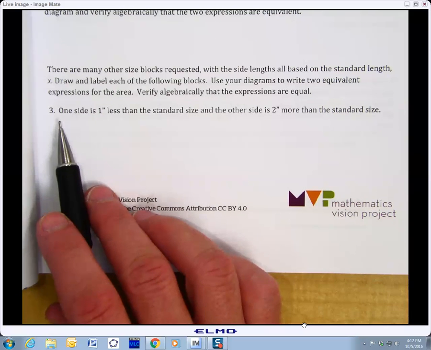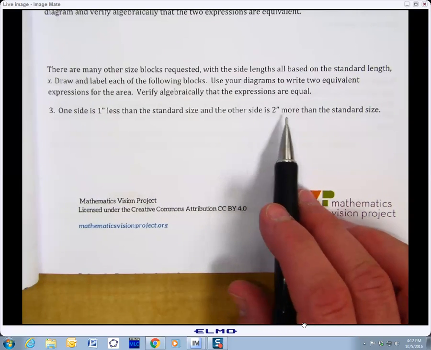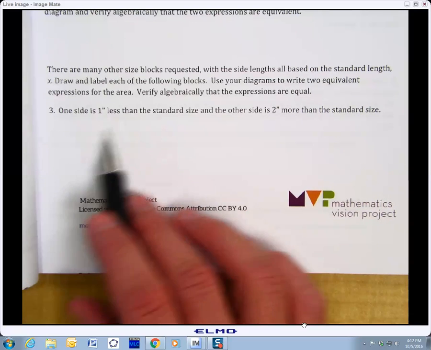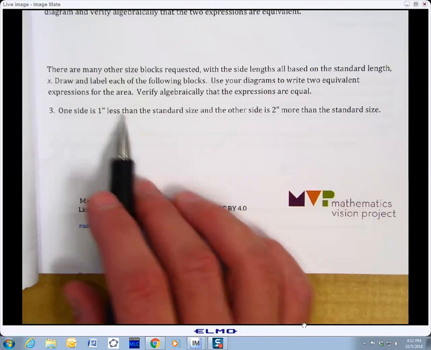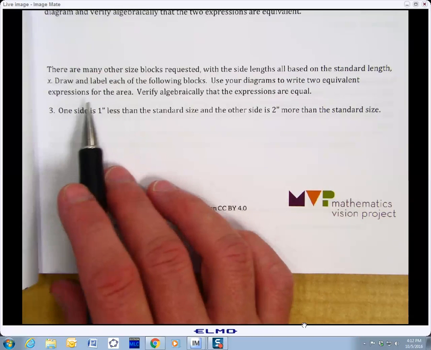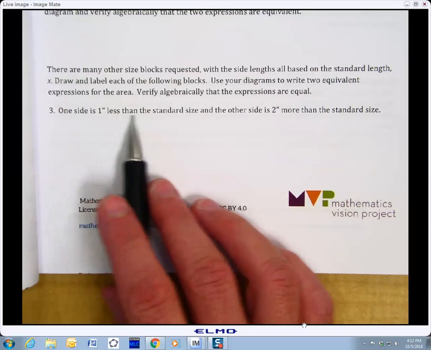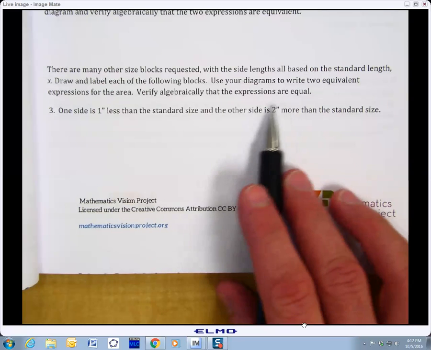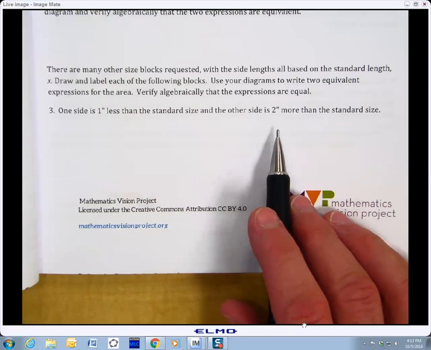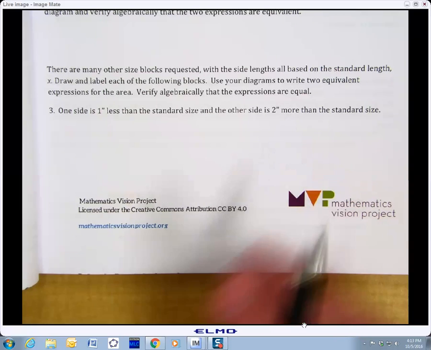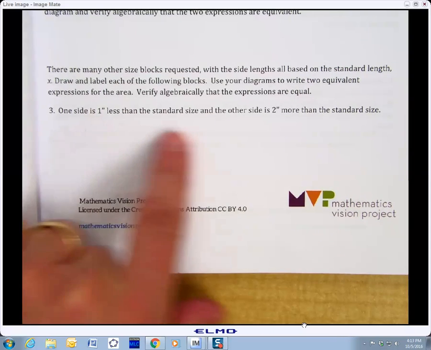So number 3 says one side is 1 inch less than the standard size, and the other side is 2 inches more. So we have a less than over here and more than over here. So over here, are you thinking addition or subtraction? And hopefully you're thinking subtraction. Over here, on the count of 3, tell me addition or subtraction. 1, 2, 3. Yes, that's right, addition. Very good. I'm assuming you responded. All right, so 1 less and 2 more.